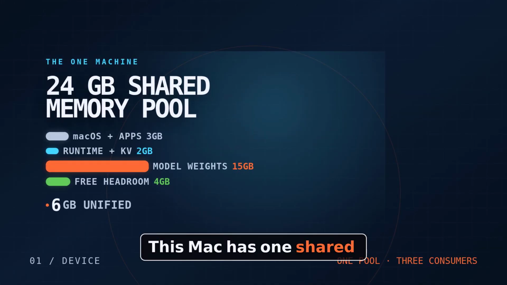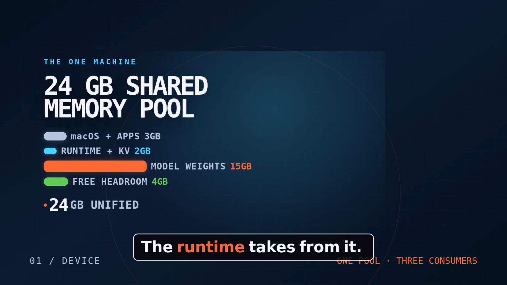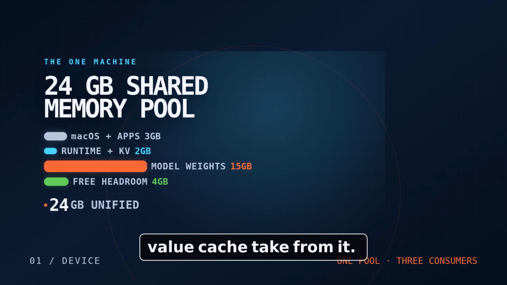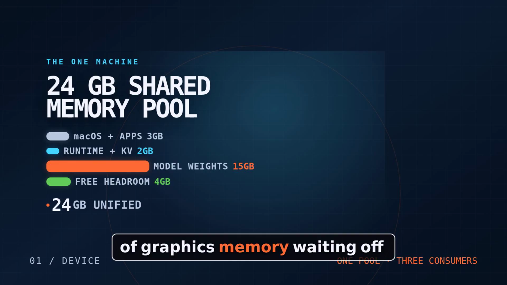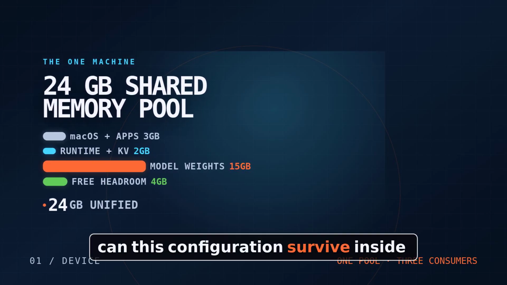This Mac has one shared memory pool. macOS takes from it, apps take from it, the runtime takes from it, the model weights and key value cache take from it. There is no second pile of graphics memory waiting off camera. One budget, one question: can this configuration survive inside it?